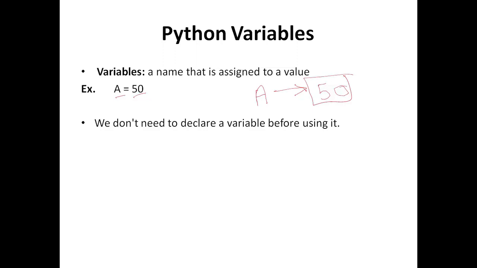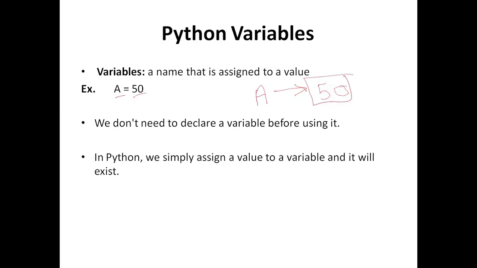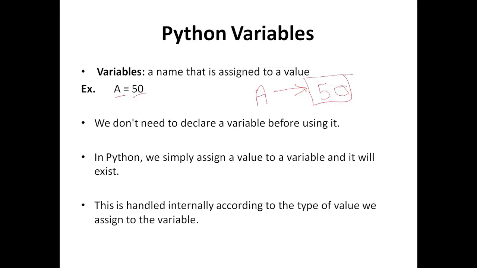We do not need to declare a variable before using it, like in other languages such as C, C++, or Java. So Python is a dynamically typed language. The data type of a variable is decided at runtime. We simply assign a value to a variable, and this value becomes the data type of that variable at runtime. That's why it is called a dynamically typed language.